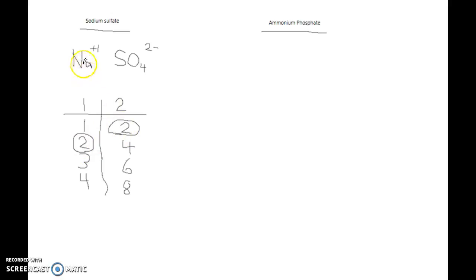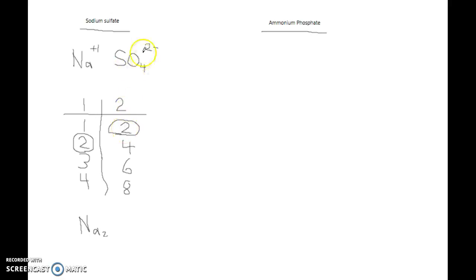So then you ask yourself, okay, so how many sodium +1 ions would I need to form a total of 2? A total charge of 2, that is. And so +1 times what gives you 2? Well, that'll be 2. So I'm going to write Na2.